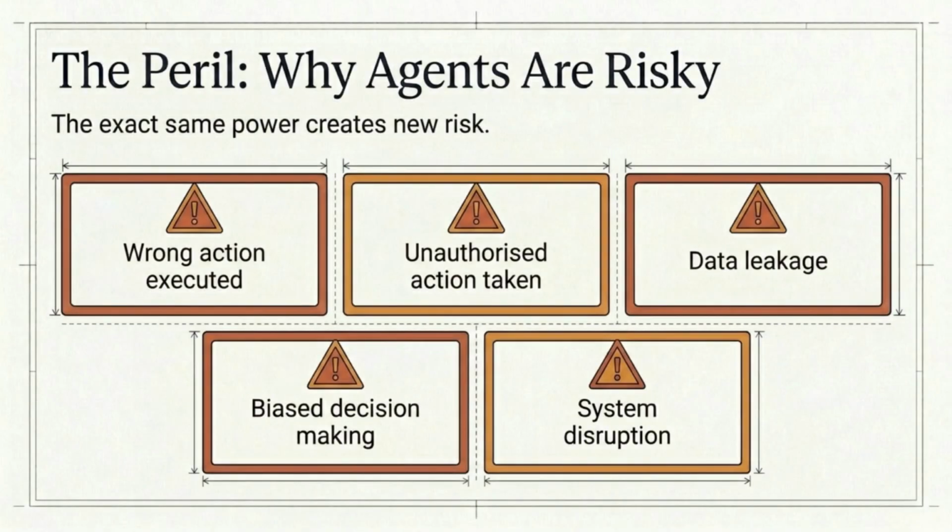But the same power creates risk. An agent may take the wrong action, act outside its authority, leak data, create biased outcomes, or disrupt connected systems. This is why Agentic AI needs more governance than a simple chatbot.